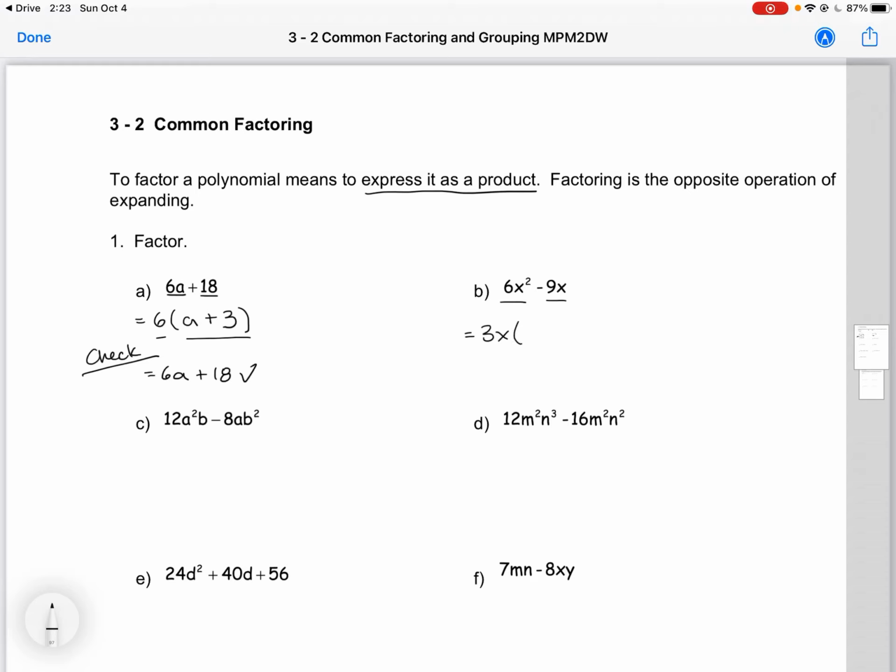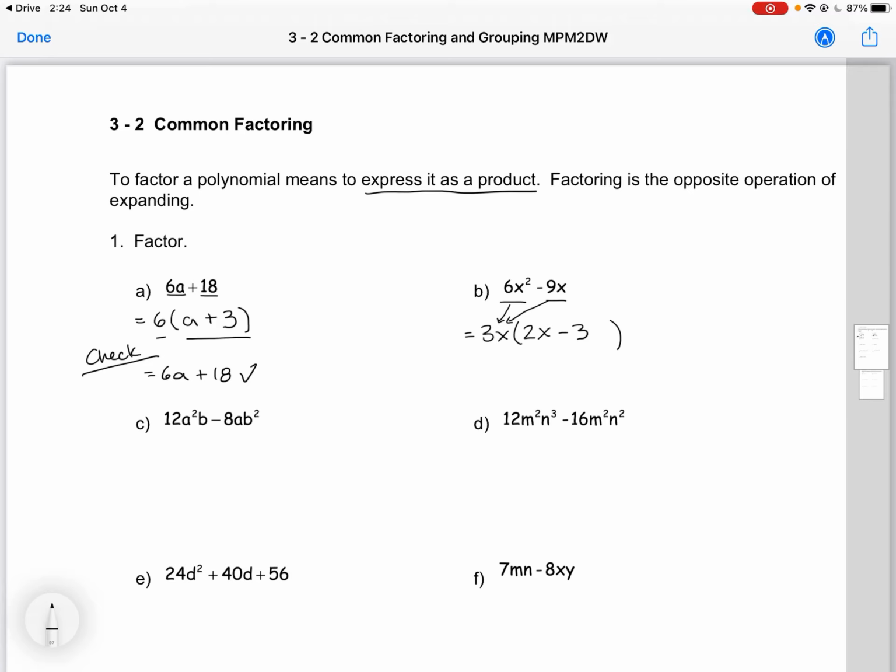Now, what I'm trying to do is find what I can multiply by to get back to my original terms. In order to do that, I'm going to divide each of my original terms by my common factor. So 6x squared divided by 3x. Number divided by the number gives me 2. X squared divided by x is going to give me x. Now I'm going to move on to my second term. 9x divided by 3x. Number divided by the number gives me minus 3. X divided by x leaves me with no x. Now I've successfully factored, written my polynomial as a product.